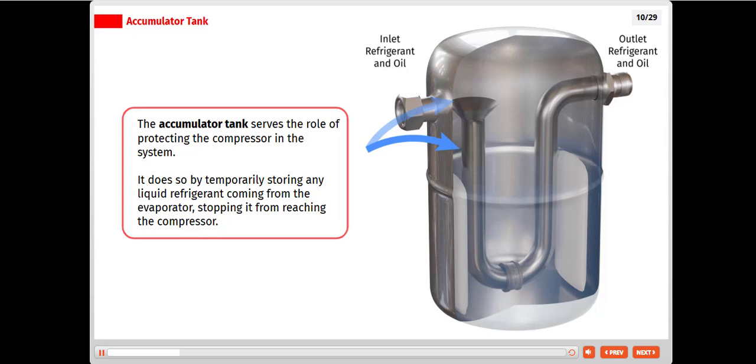The accumulator tank serves the role of protecting the compressor in the system. It does so by temporarily storing any liquid refrigerant coming from the evaporator, stopping it from reaching the compressor.